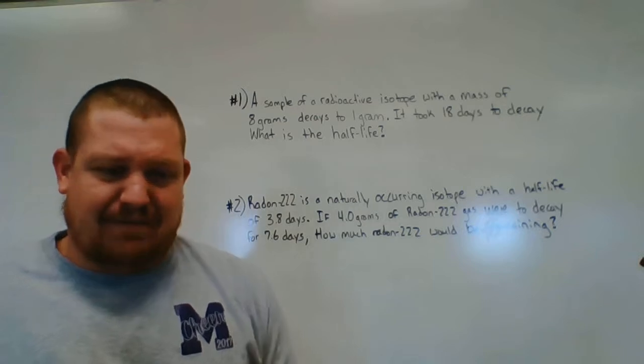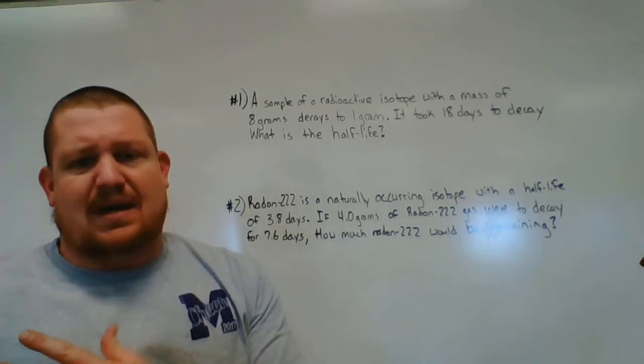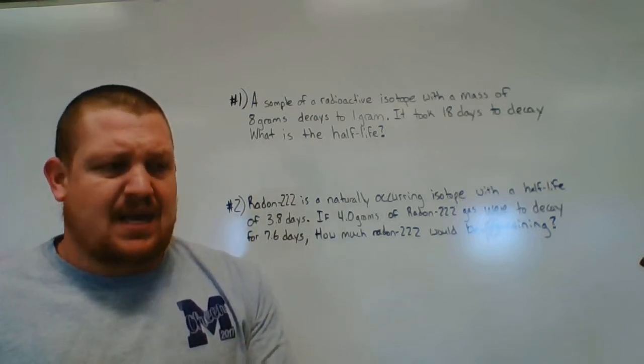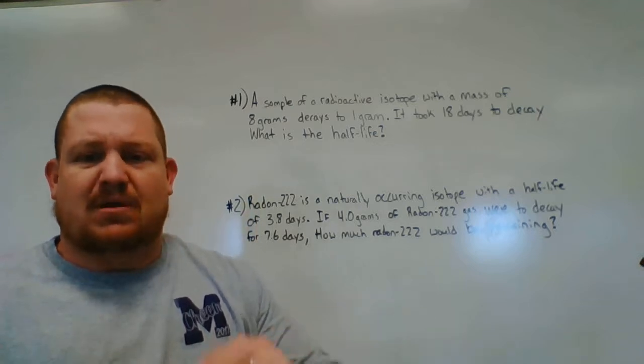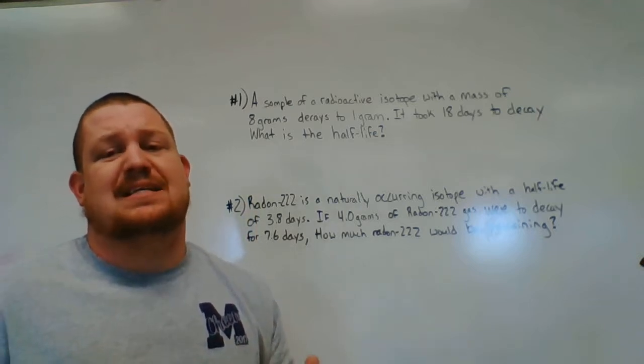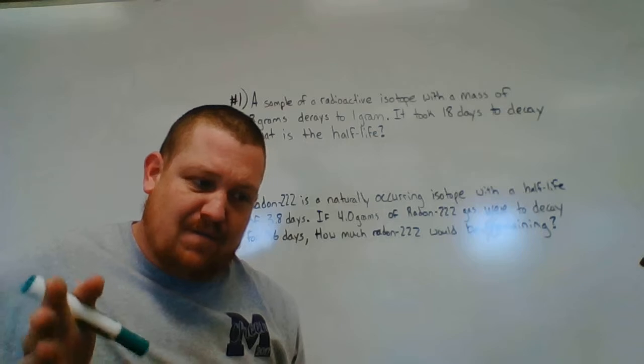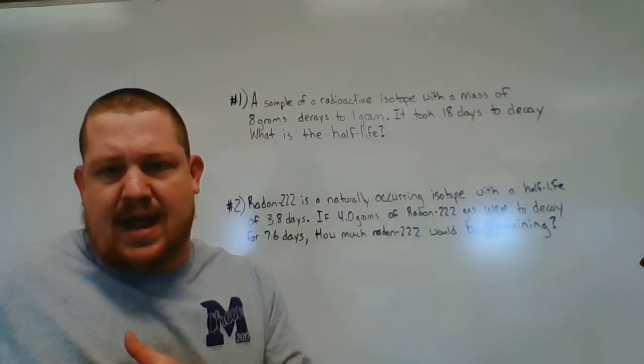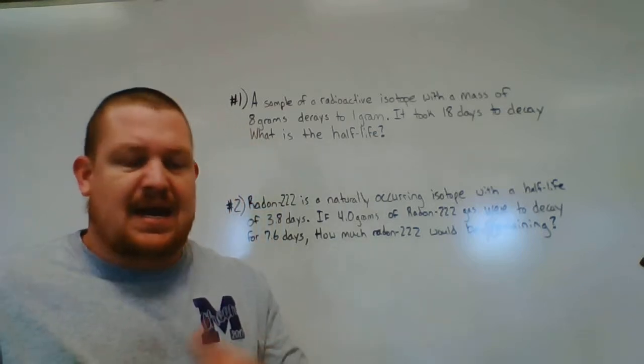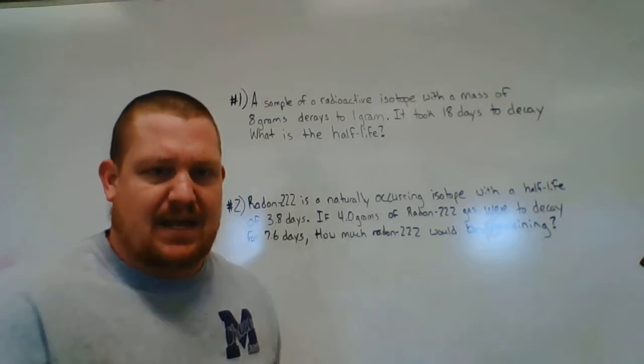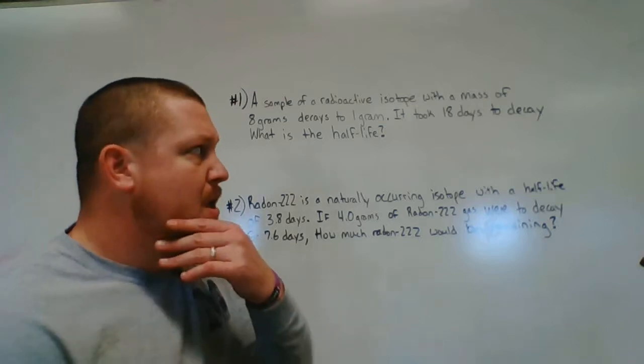We know half-life describes a radioactive isotope that's decaying continuously, where half-life specifically focuses on the amount of time it takes to decay from whatever starting point you're at to half of that, and then half of that, and then half of that, and so forth. It'll always be the same.